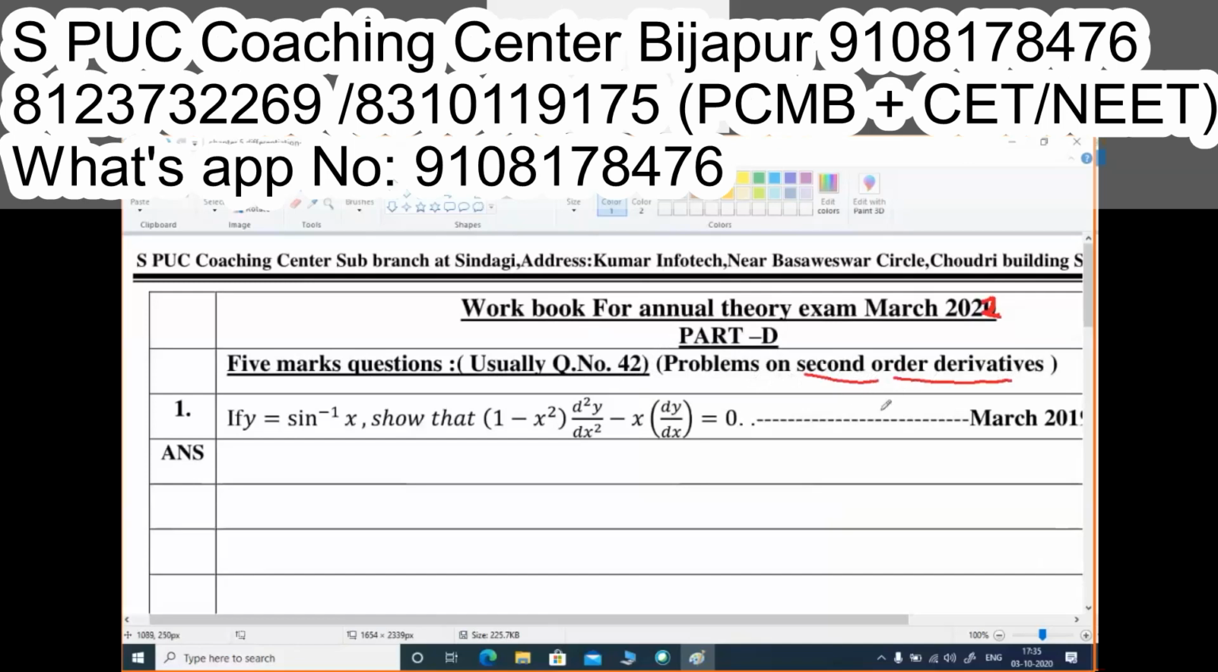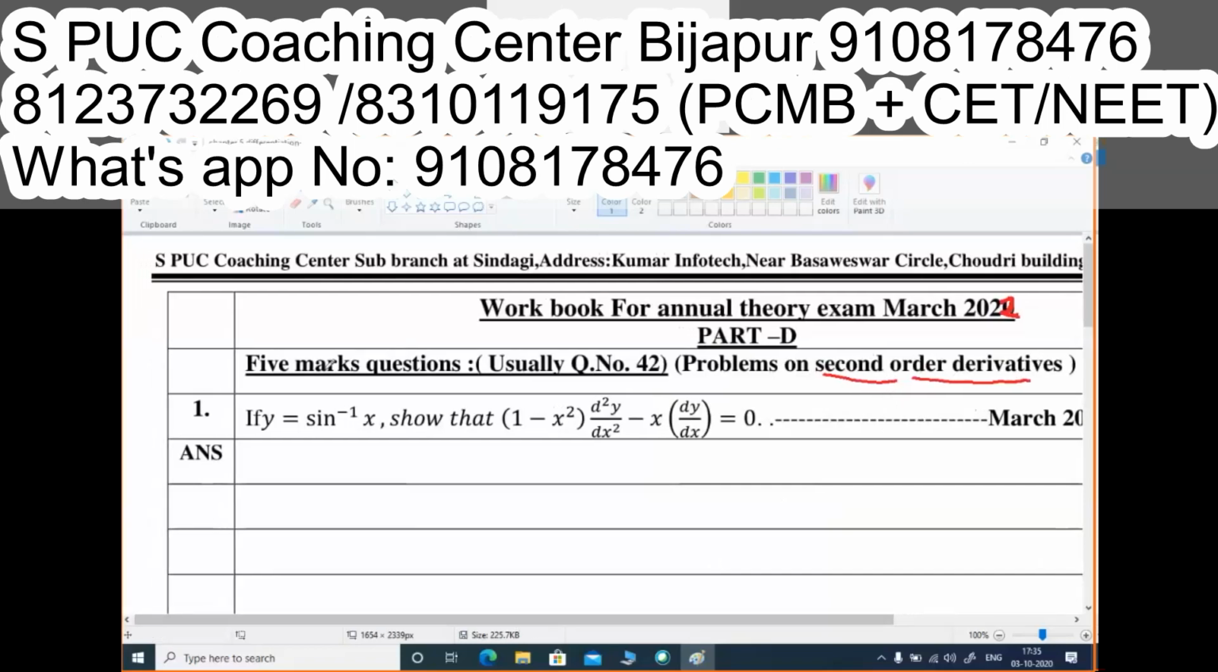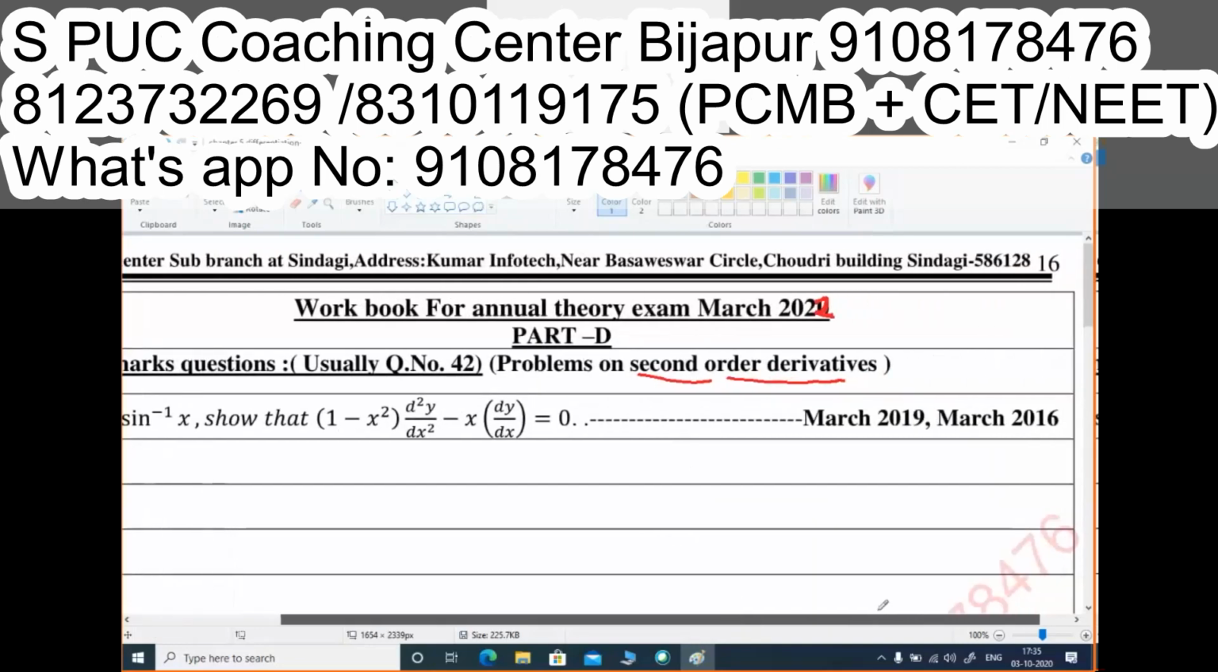So let us have the first and very most important problem here. First one: if y is equal to sine inverse x, show that (1 minus x square) into d square y by dx square minus x into dy by dx is equal to 0. This has already appeared 2 times, March 2019 and March 2016. Okay, we shall proceed with the solution for this problem.